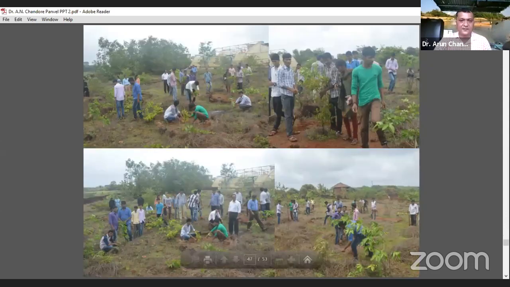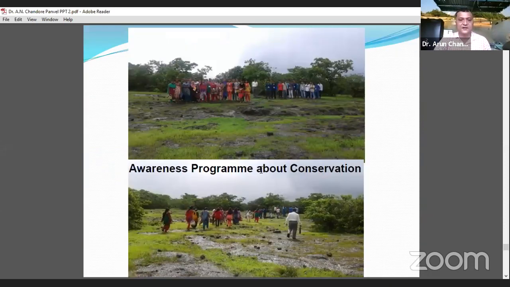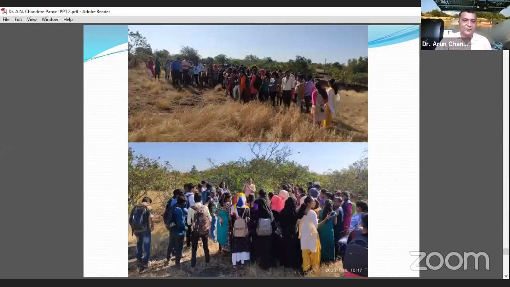This is my student involved in a plantation program. This is an awareness program in the monsoon season. This is an awareness program related to biodiversity in the summer season. Okay, some of our publications.